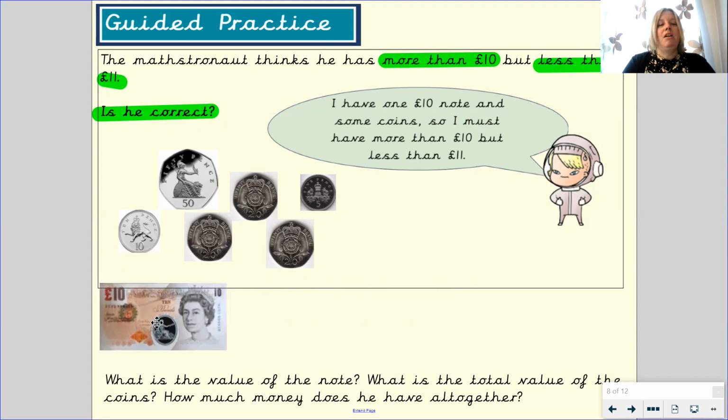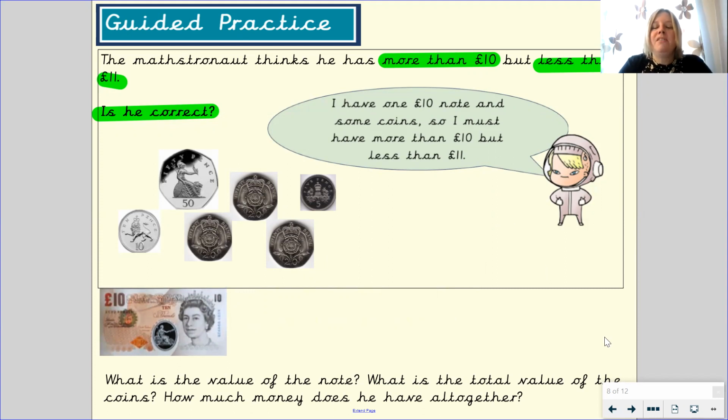Then we need to look at the total value of the coins, to help us find out how much money he has all together. Remember, there are 100p in £1. So just like we did earlier on, we're going to try and see if we can make a pound with the coins that we have. So let's try and make a pound.